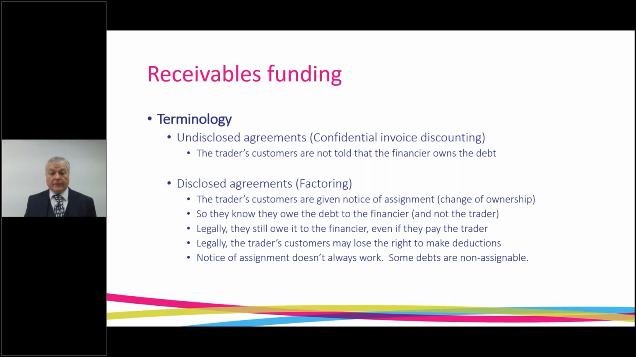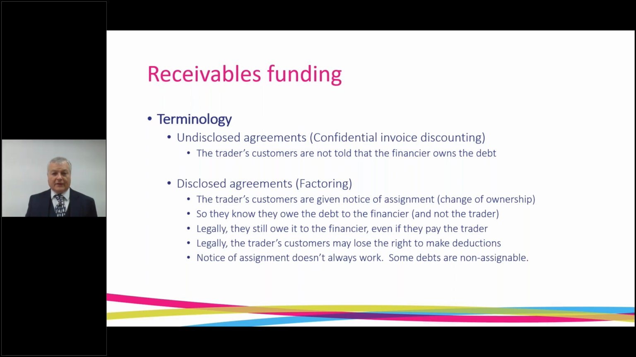Now, there are many types of debt that are non-assignable debts, and that is where the trader and their customer have agreed in the contract between them that the debt is not to be assignable. And that's particularly common in construction, for example, where the debts are almost always non-assignable. And the effect of that is that the notice of assignment won't work. That as far as the trader's customers are concerned, they can ignore the fact that the debt has been sold to the financier.